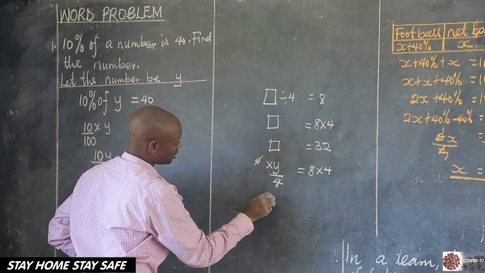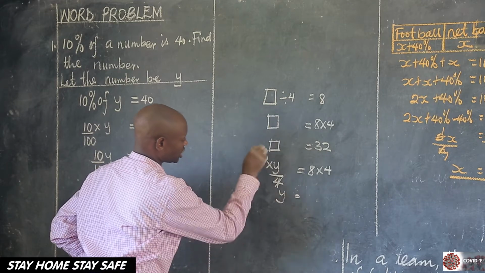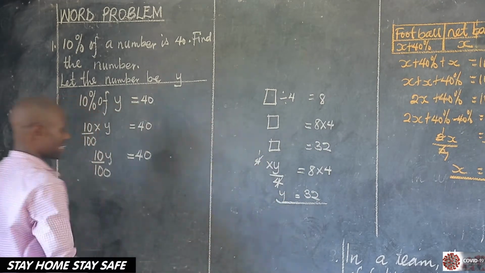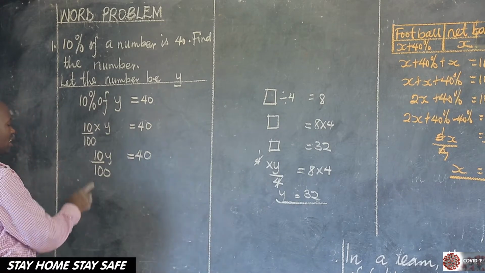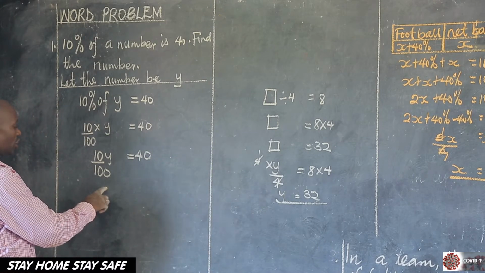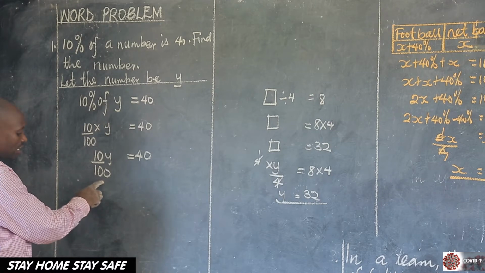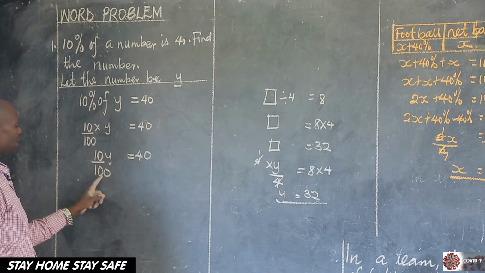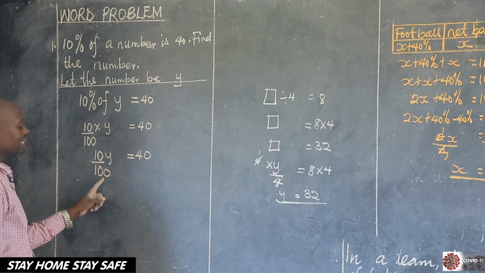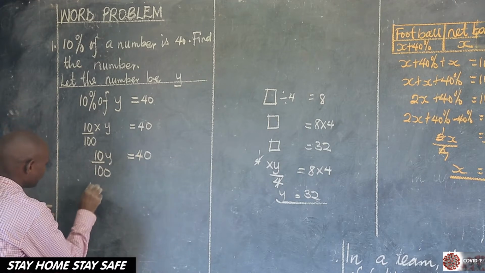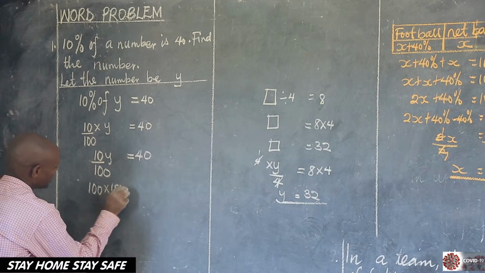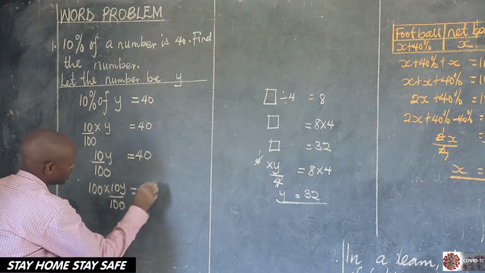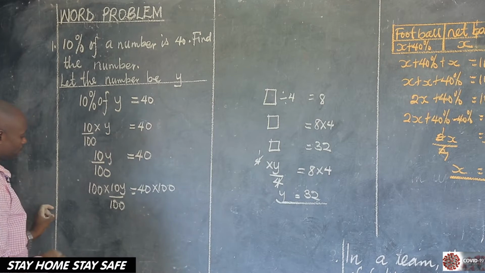You remain with y, which is equal to 32. So we are going to apply the same here. Begin by eliminating the denominator. In this case, the denominator is 100. To get rid of this denominator, you have to multiply each side by 100, which is the denominator. So we shall have 100 times 10y out of 100 is equal to 40 times 100.